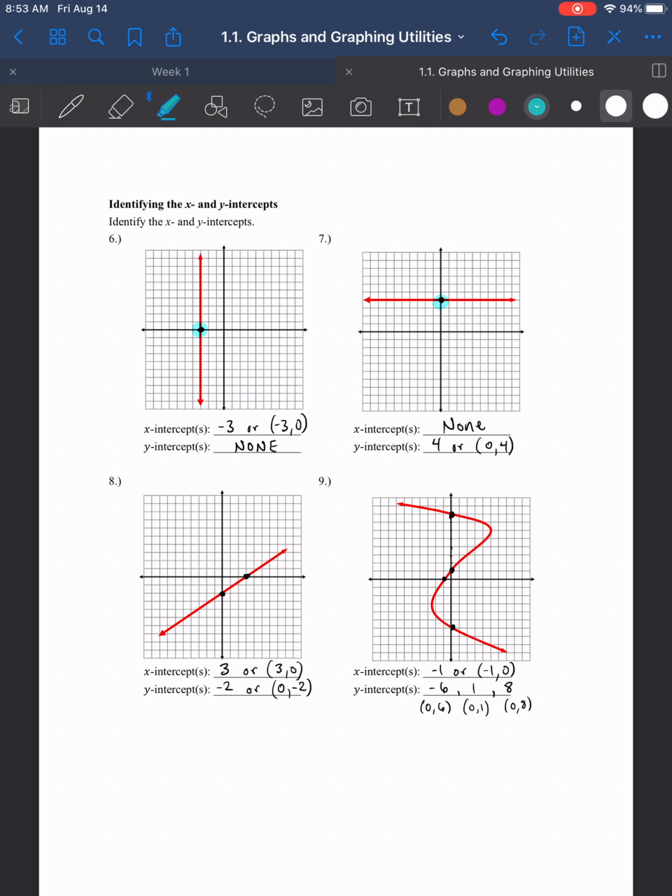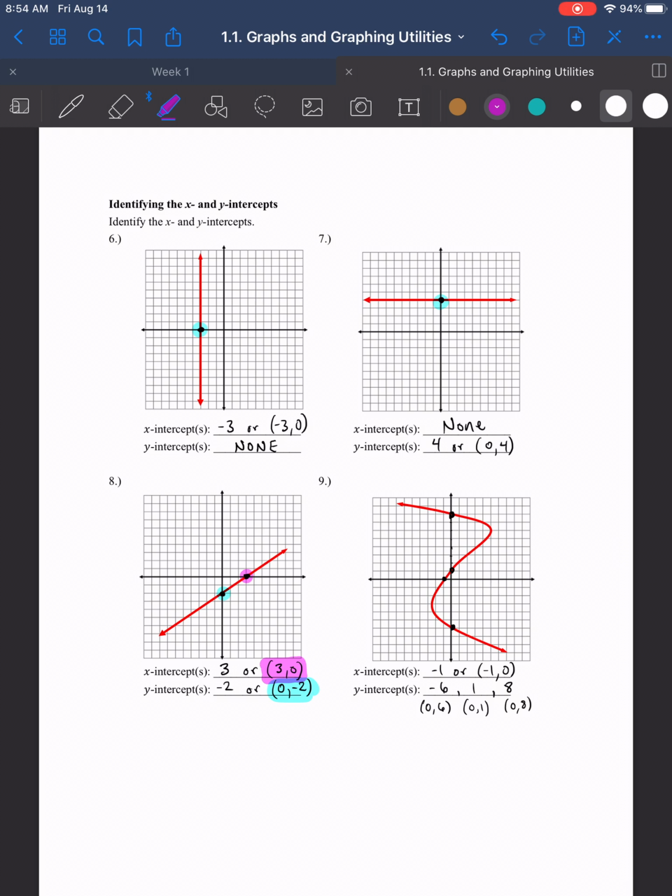Next is a line. This actually is not horizontal or vertical, so it'll cross both the x and y-axis. It's going to cross the y-axis right there, and so that gives us this point right here, (0, -2), where it hits the y-axis at -2. And then this one crosses the x-axis at 3 on the x-axis, so the ordered pair (3, 0).